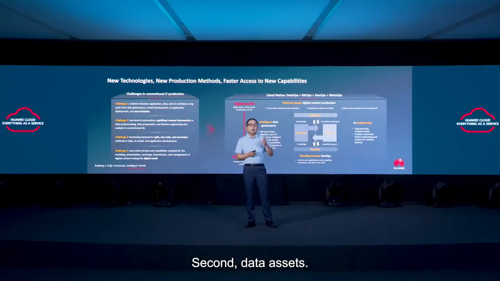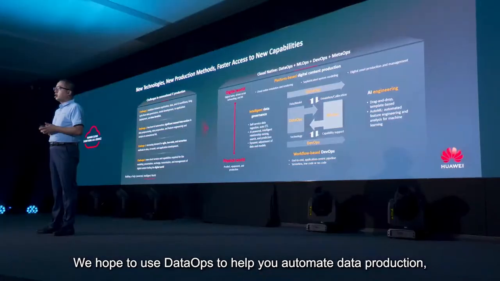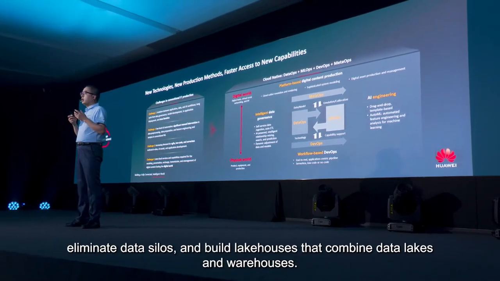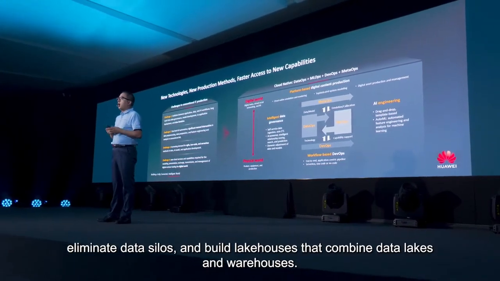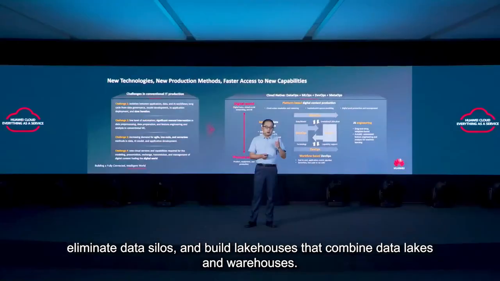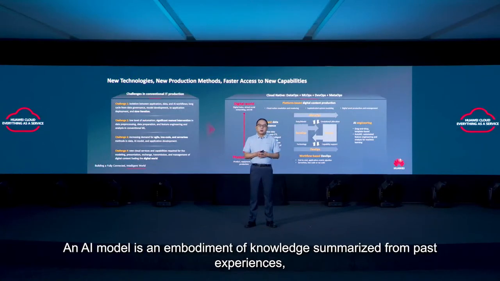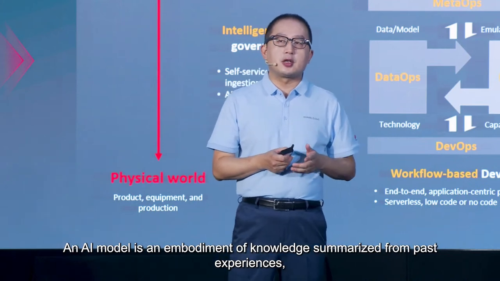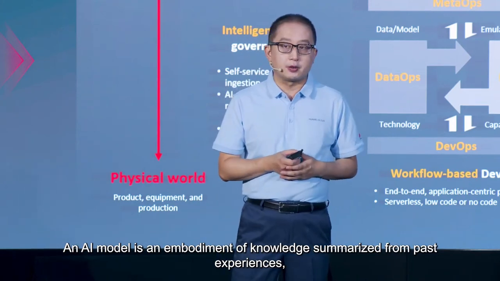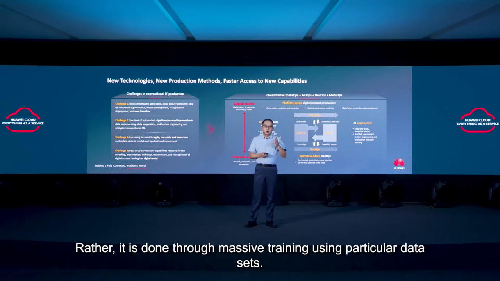Second, data assets. We hope to use DataOps to help you automate data production, eliminate data silos, and build lakehouses that combine data lakes and warehouses. The third is AI model assets. An AI model is an embodiment of knowledge summarized from past experience, except that the summarization is not done by humans. Rather, it is done through massive training using particular data sets.